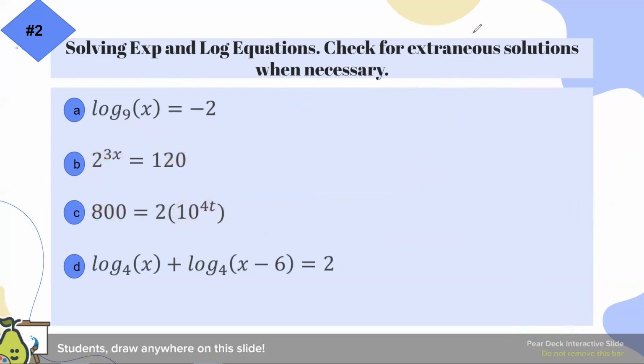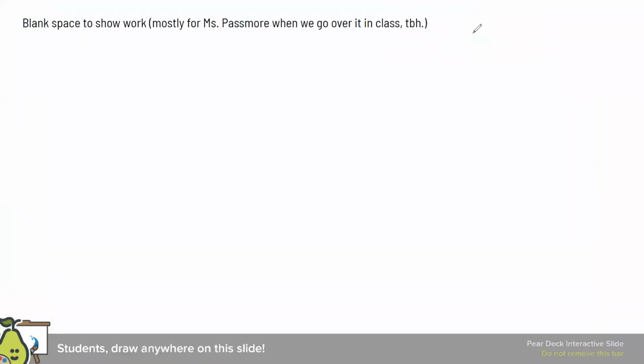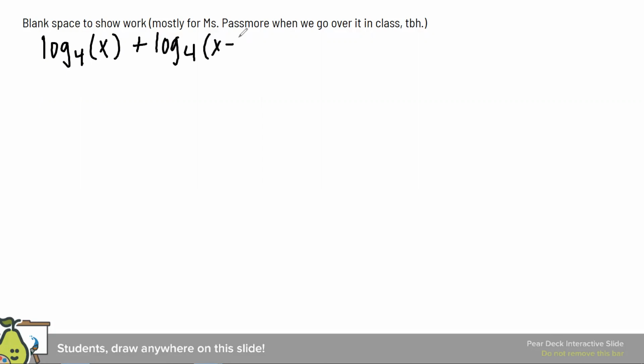So for the next problem, I'm just going to rewrite it, or maybe just mark in green all over the place. Yep, here's a blank space for me to work. So our problem is log base 4 of x plus log base 4 of x minus 6 equals 2.